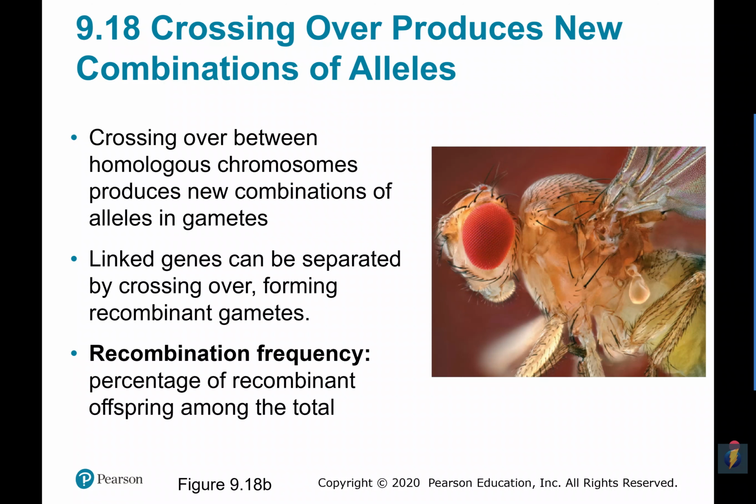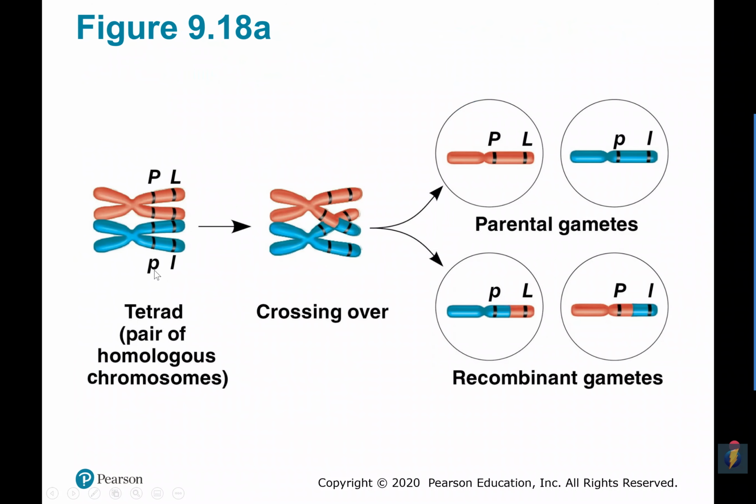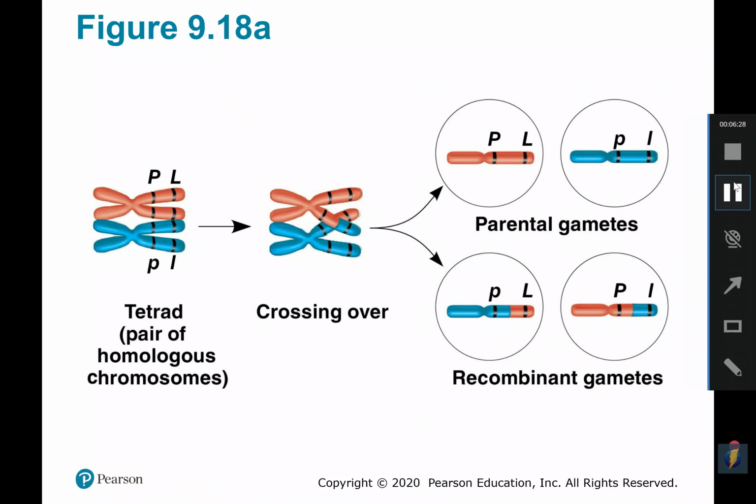And so sometimes what we look at is what is known as a recombination frequency. So what is the percentage of the offspring that have these recombinant, new combinations amongst the whole total? So here's our tetrad. There's our crossing over where they're switching the genes. So you can see here are the parental sex cells, but here are the recombinant sex cells. So this was what resulted from the crossing over.